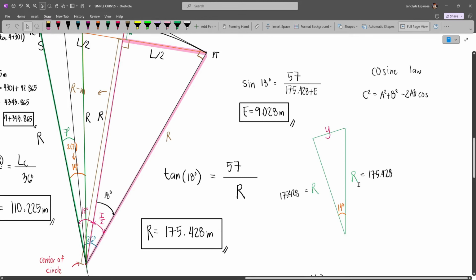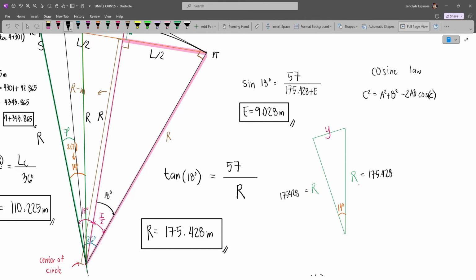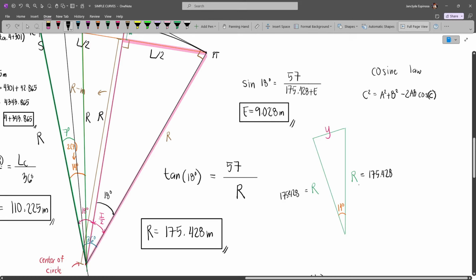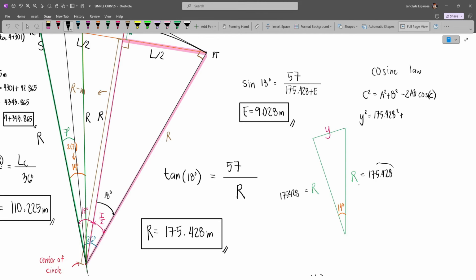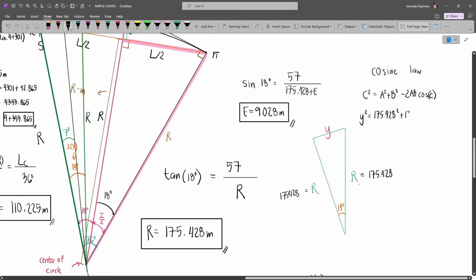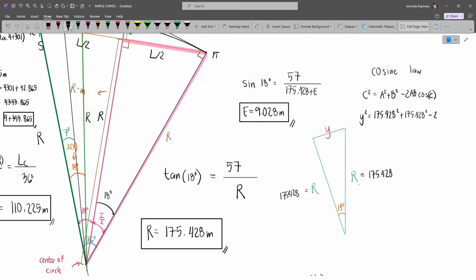Now let's use the small letter c to signify the angle. Capital C here is our unknown distance, and the small letter c is the angle opposite to that side. Whatever is outside will be the opposite angle to that. So our unknown is y. So y squared is equal to a squared, which is 175.428 squared, plus b squared, which is still 175.428 squared, minus 2 times ab.